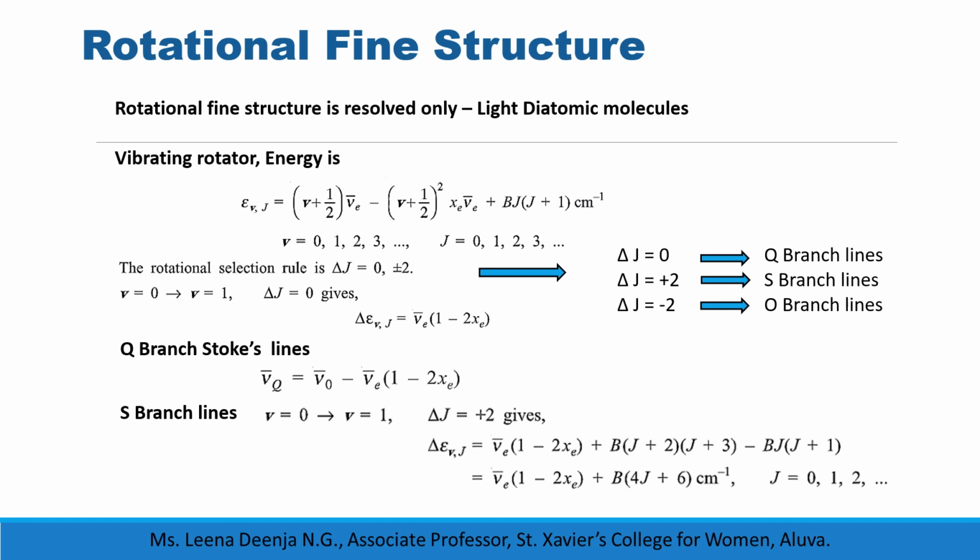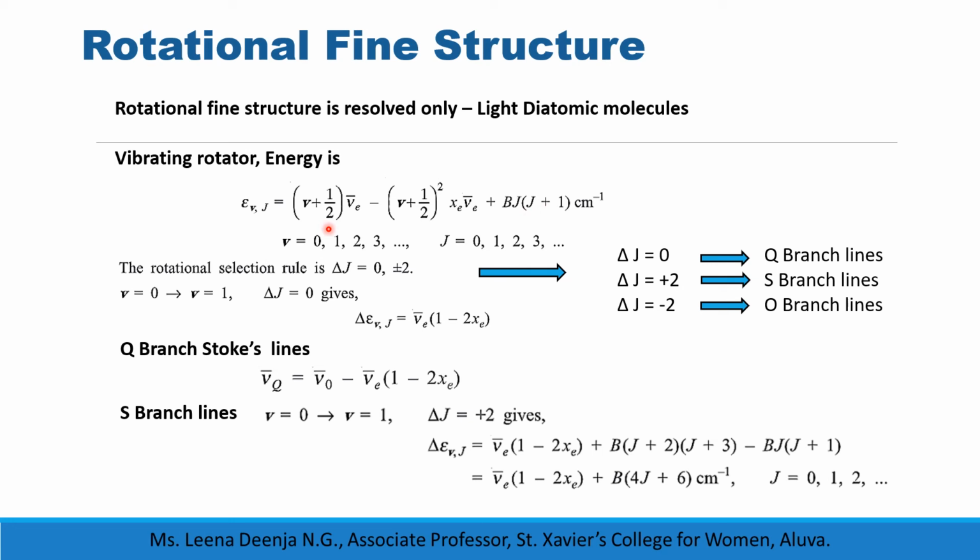Next we consider rotational fine structure. Rotational fine structure is resolved only for light diatomic molecules. Here we consider the vibrating rotator, and the energy for a vibrating rotator is represented as epsilon Vj, that is equal to the sum of vibrational energy and rotational energy.